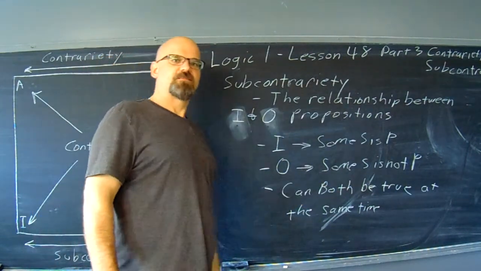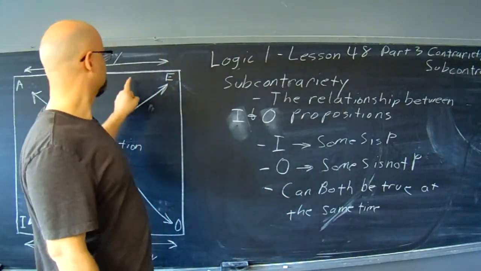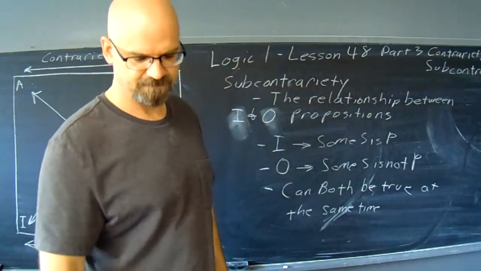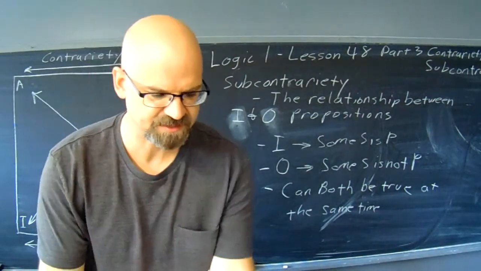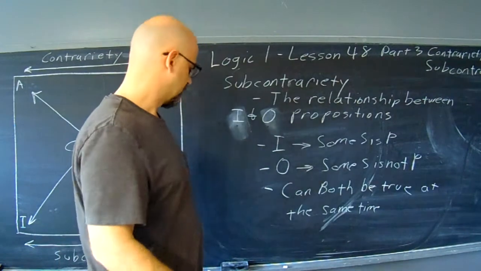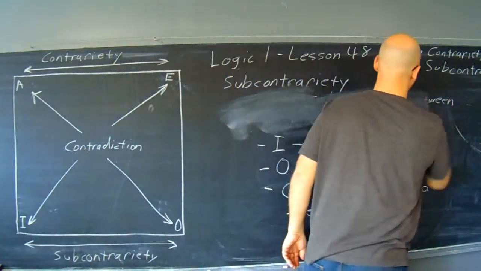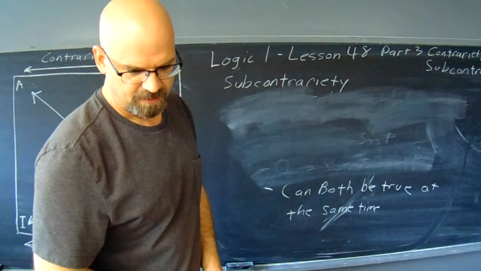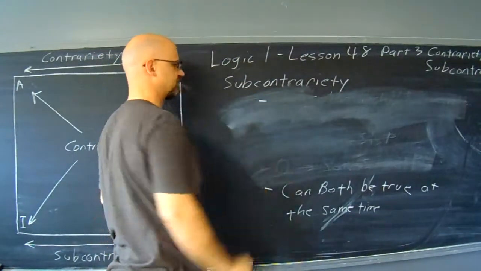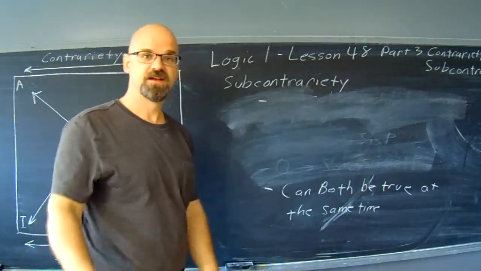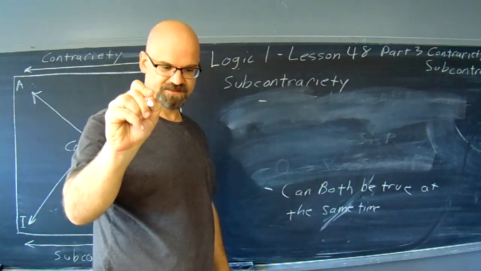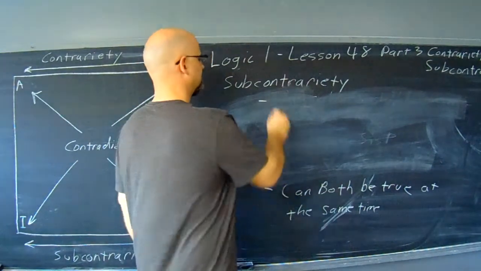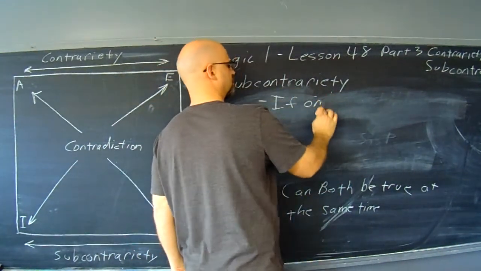Now, subcontrariety propositions are the opposite of contrariety. They can both be true at the same time. Subcontrariety propositions can both be true at the same time. However, they're the opposite of contrariety, so that means what? Anybody have this? They can both be true at the same time. However, if one is false, the other must be true.